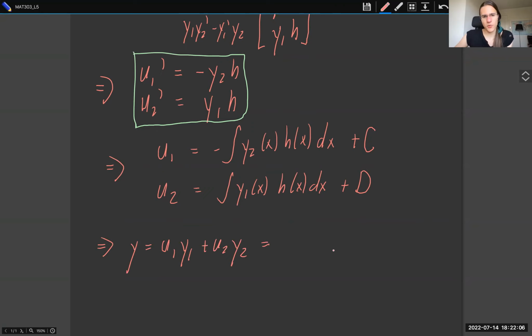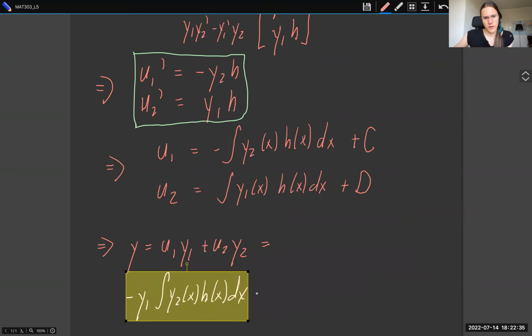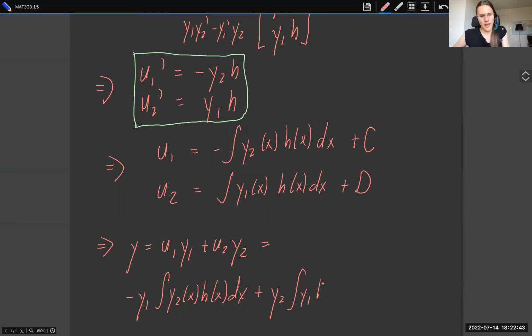So it's equal to, well, let's look at these terms, ignoring the constants. We get negative y1 times the integral of y2(x) h(x) dx, plus y2 times the integral of y1(x) h(x) dx.